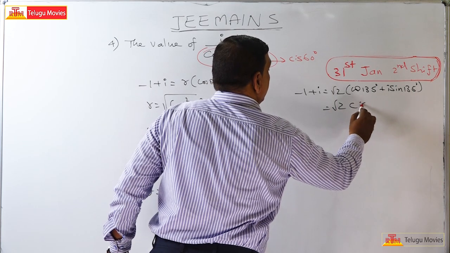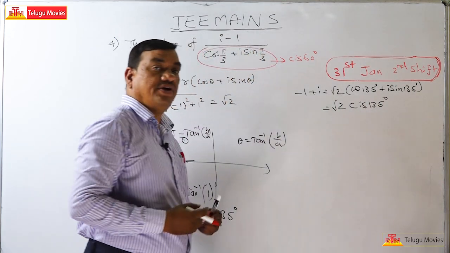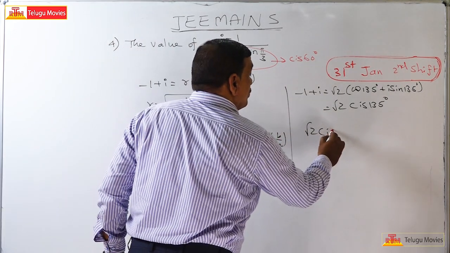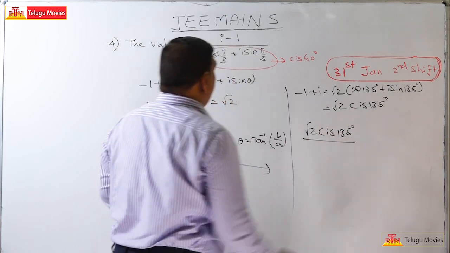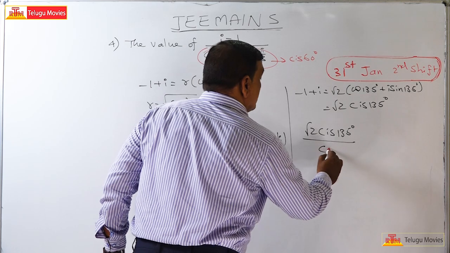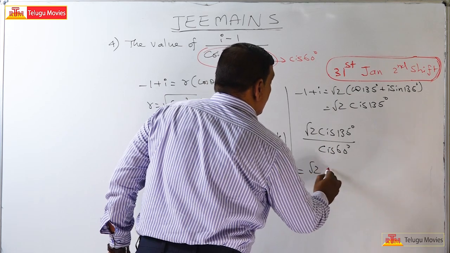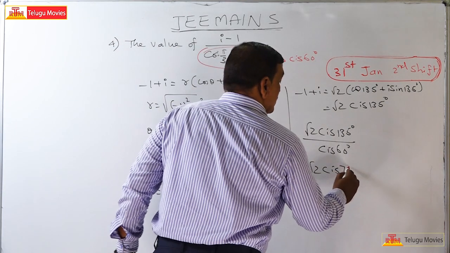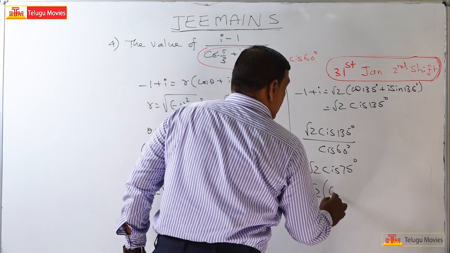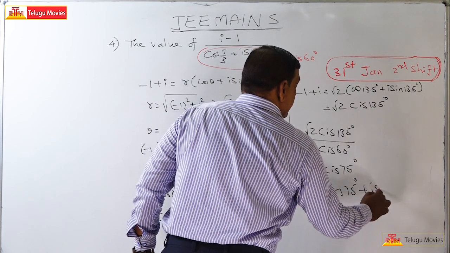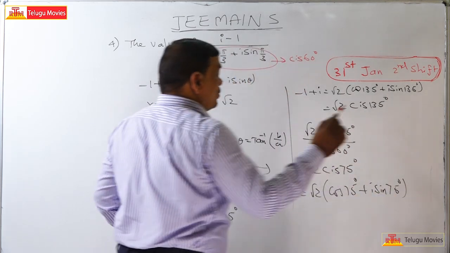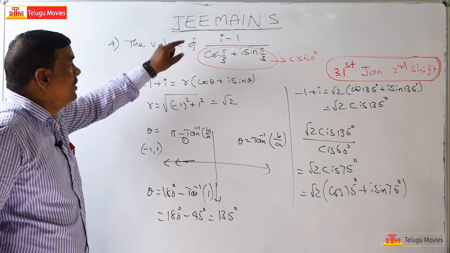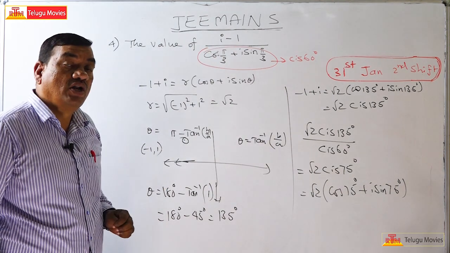So this is root 2 into cis 135 degrees. Therefore the numerator is root 2 cis 135 degrees, and the denominator is cis 60 degrees. This is equal to root 2 cis (135 minus 60), that is 75 degrees. In your options it is given as root 2 into (cos 75 degrees plus i sin 75 degrees). So it is a very easy problem. The only thing is writing i minus 1 in modulus amplitude form.